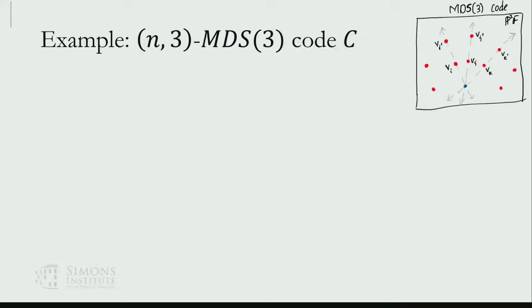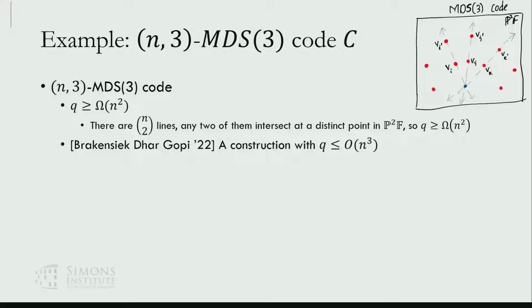Okay, so can we construct such a set of points in a plane? Actually, we don't know how to do it optimally. It's easy to prove that you need at least n square as a field size, because there are n points. You can draw n choose 2 lines, and any pair of lines have to intersect at a distinct point, right? So therefore, n choose 2 should be at most q square. So q should be at least n square. But we don't have a construction matching it. So the best construction we can give is q is n cube. So it's like a cube open problem.